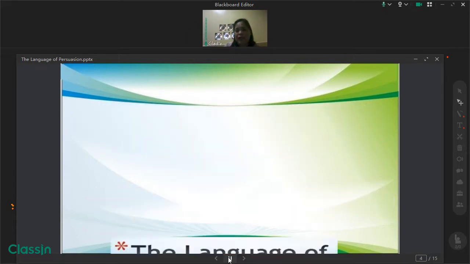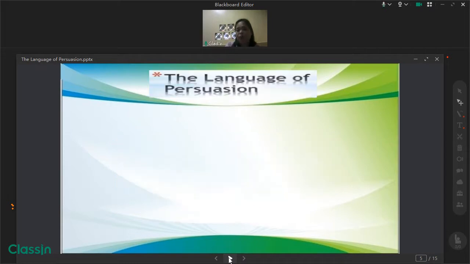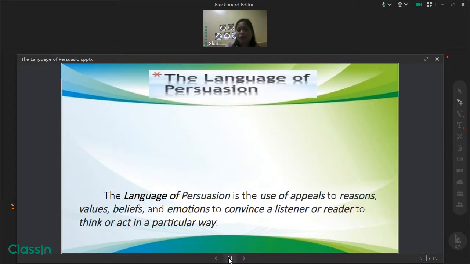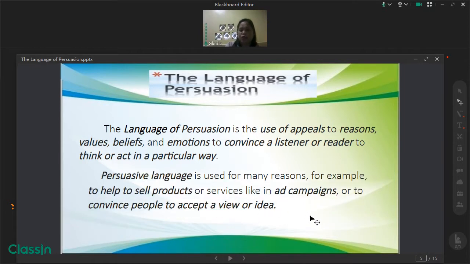The language of persuasion. What are those images and striking words that you can use in order to persuade or convince someone? It's all about campaign and advocacy. So when we say the language of persuasion, it is the use of appeals to reasons, values, beliefs, and emotion to convince a listener or reader to think or act in a particular way. And aside from that, it is used for many reasons.